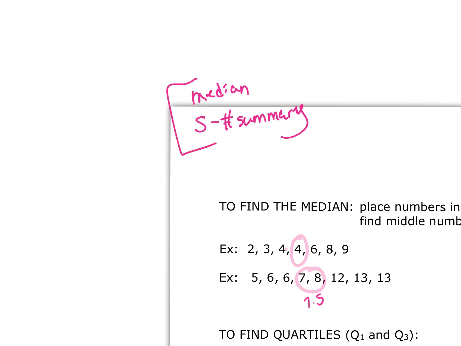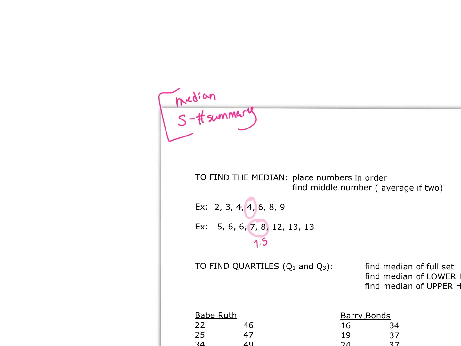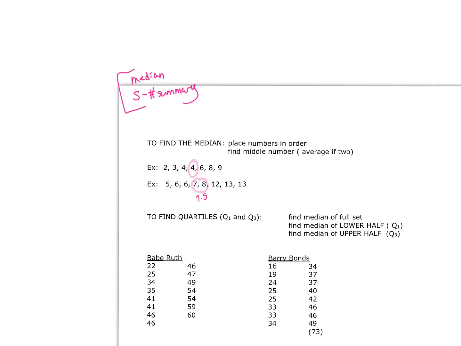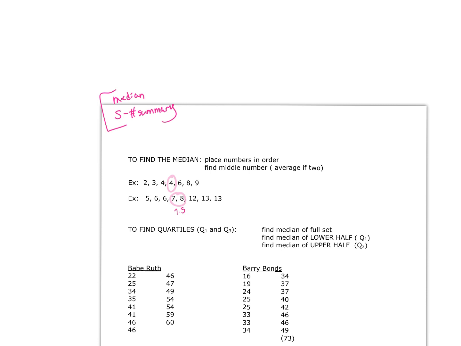So we're going to look at the median. We're going to learn how to find the 5-number summary, and then to represent that 5-number summary, we draw a box plot. So that's what this is going to help us with, that whole process of creating a box plot, aka box and whisker plot. Okay? All right.